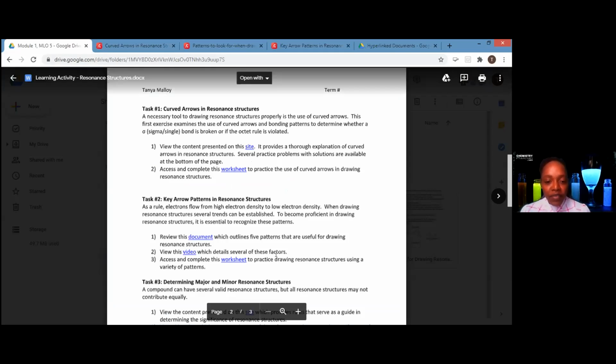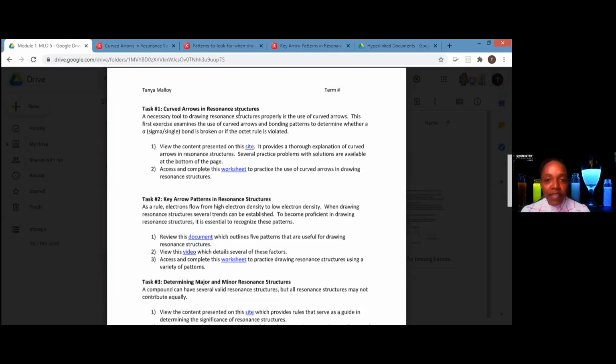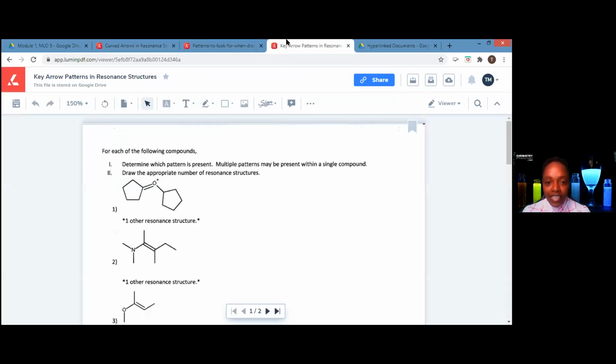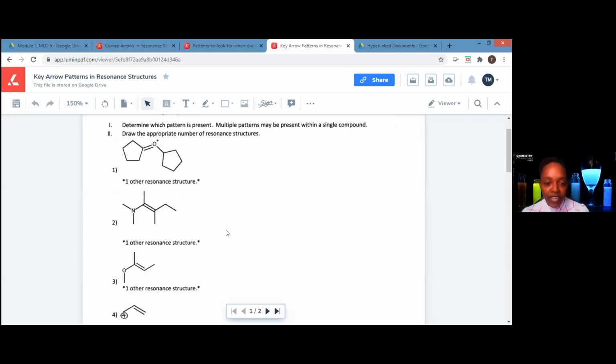After the students reviewed the document or the video, they then complete another worksheet. So now the students are given a starting place. They're asked to draw a specific number of resonance structures, and then they're also asked to find the pattern, one of the 5 main patterns, which one would apply to drawing the resonance structures for each of these shown here.